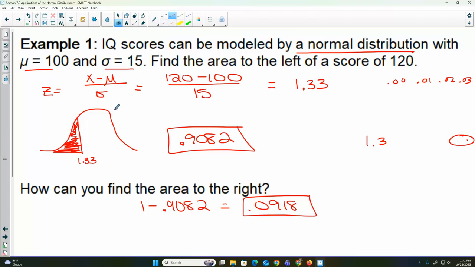Actually, my picture is not drawn very accurately because the center would be at 0, wouldn't it? So if my z is positive 1.3, it would be up here. The table gives you area to the left. That's what the number is. So if I want area to the right, you just subtract from 1. Other questions?